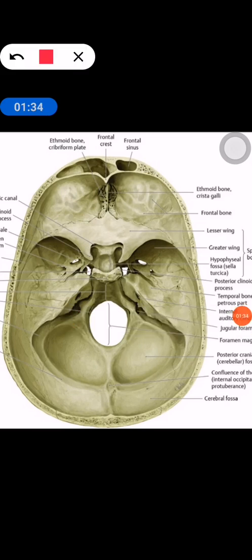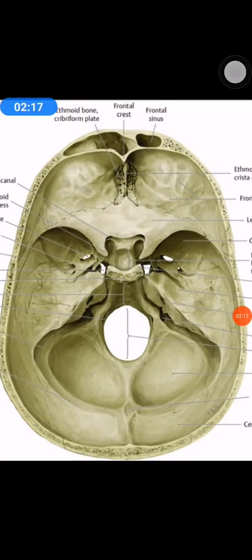This is the floor of the anterior cranial fossa and it is formed by the orbital plate of the frontal bone, and in the midline it is formed by the cribriform plate of ethmoid bone. This is the cribriform plate of ethmoid bone, and posteriorly it is formed by the lesser wing of sphenoid on each side, and in the midline it is formed by the body of sphenoid. The anterior cranial fossa contains frontal lobe of cerebral hemisphere on each side.